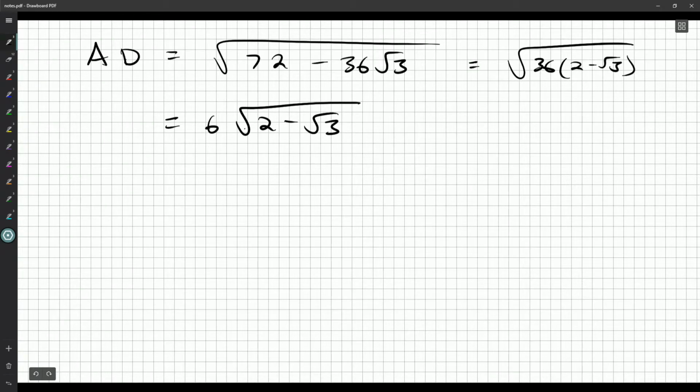2 and root 3, if I square both of those, I get 4 minus 3 is 1. There might be a way to do this. Anyways, I want to explore the other way of doing this. Maybe that'll give a nicer answer.